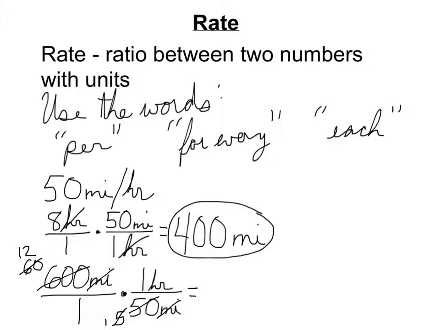All 1's on bottom now mean that this is a whole number. So up top, I've just got 12 times 1 hour, which means we've been traveling for 12 hours. Moving on in 3, 2, 1.